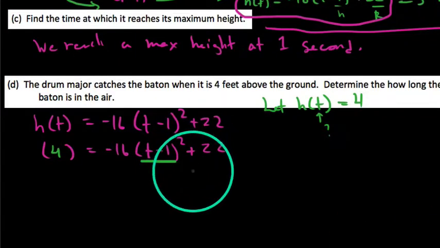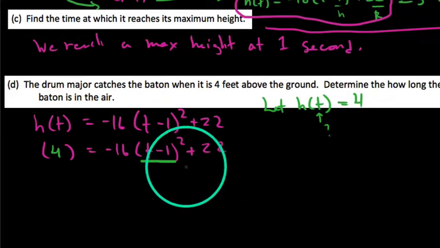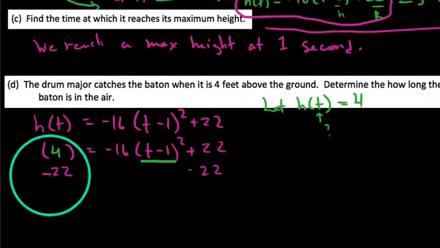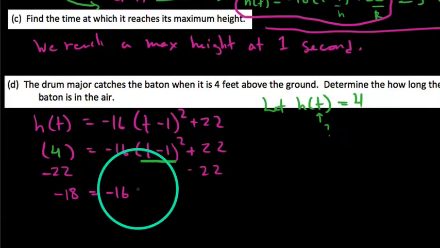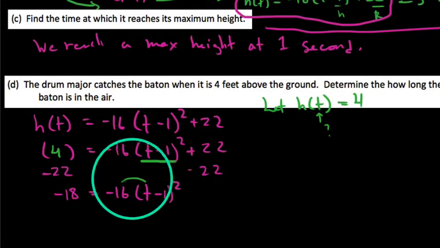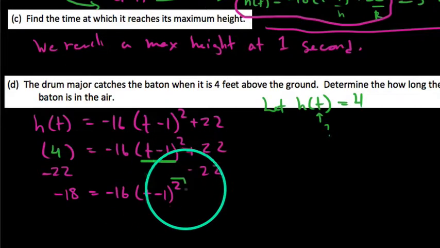So when I look at this, to solve this, we'd have to get the squared quantity by itself first, by first subtracting 22 from both sides. So on the left here, what we're going to end up with is actually a negative 18, and on the right we get left with just negative 16 (t minus 1) squared. Now, don't make this mistake. You cannot distribute this through, because we have a squared right here.